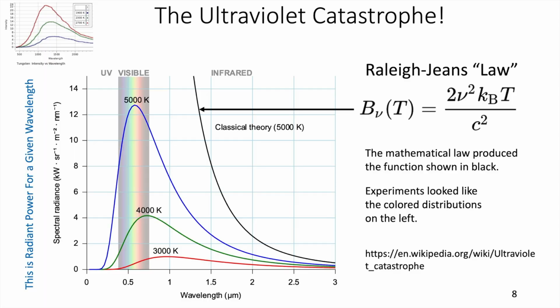However, look what happens for shorter wavelengths, in particular in the ultraviolet region. Notice anything wrong? Well, this law predicts energy going through the roof, right? It actually predicts energy going infinite for really short wavelengths.